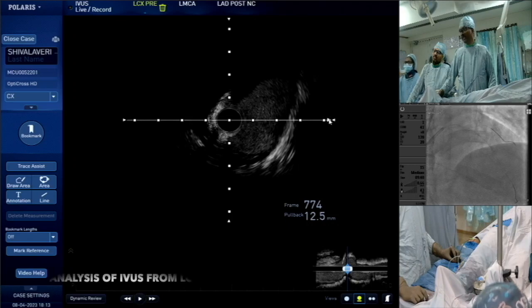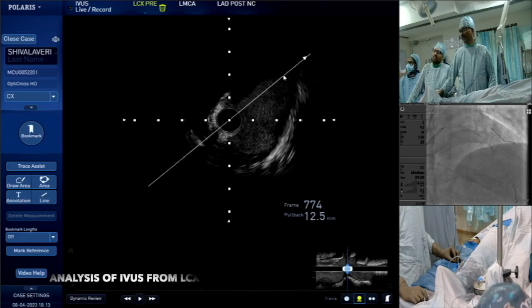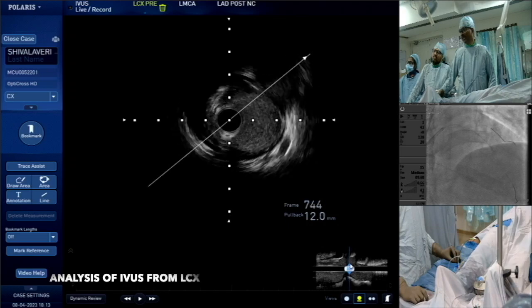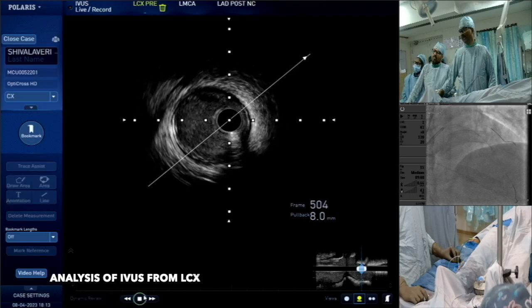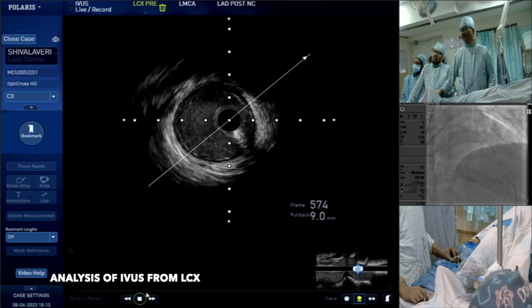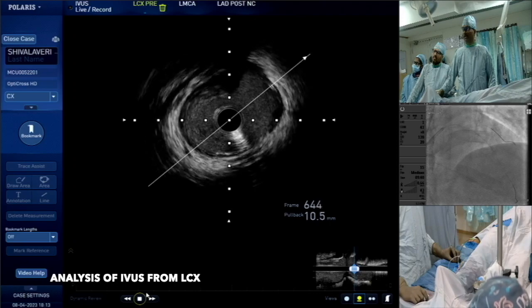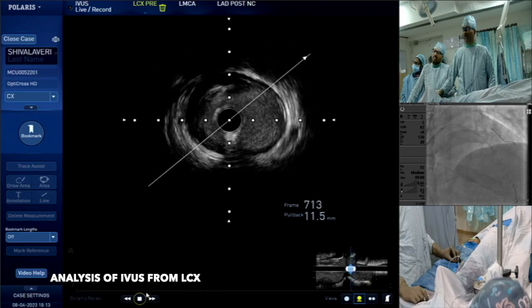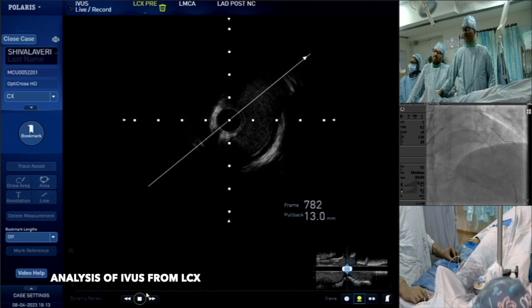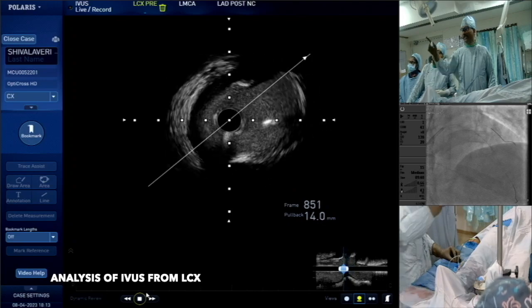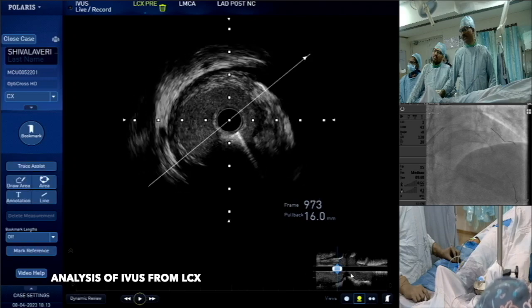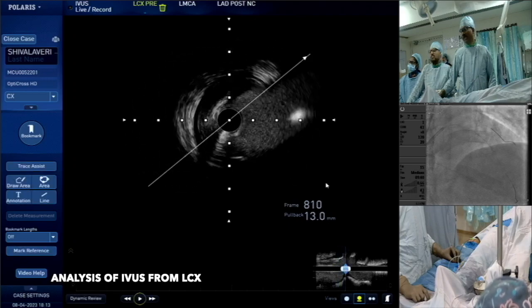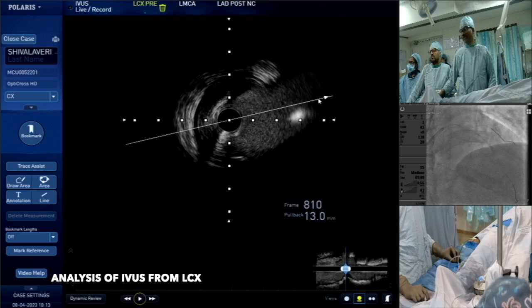This is the IVUS from LCX, and when you pull back, you can see at 2 o'clock a branch is joining here. Just go back and come back again so they'll understand. Now play again. This is LCX. We are moving from distal LCX towards the LM bifurcation. Here you can see there is a branch, and we are moving into the bifurcation zone. You can see that wire is joining. Please go back. Can you see a wire at 2 o'clock? This is the wire which is coming from LAD.